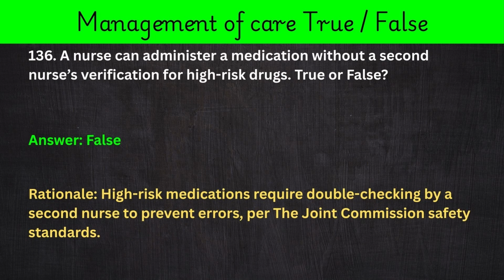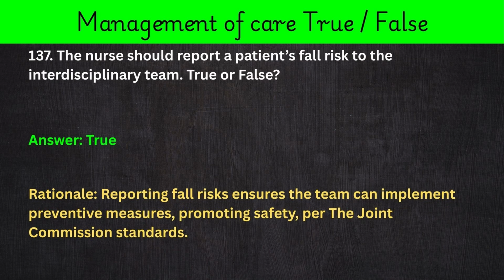136. A nurse can administer a medication without a second nurse's verification for high-risk drugs. True or false? Answer: false. Rationale: high-risk medications require double-checking by a second nurse to prevent errors, per the Joint Commission safety standards.